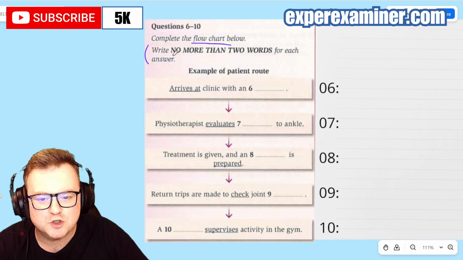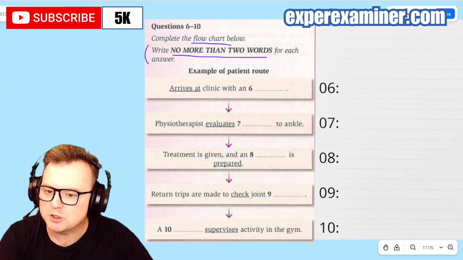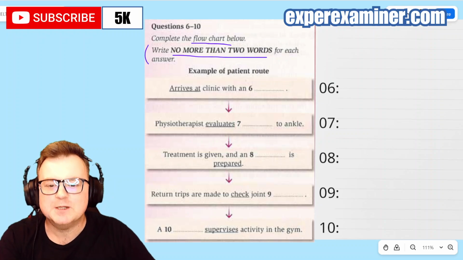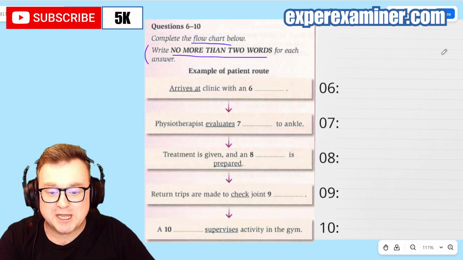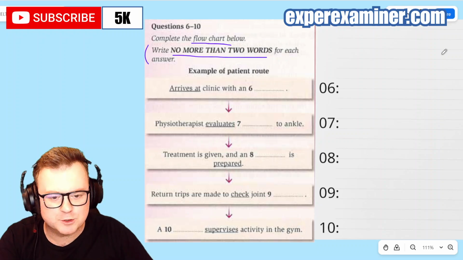But I need to read this part carefully. Write no more than 2 words. I can't write 3 words. Please don't write 3 words. I know at least 10% of you will write 3 words. Please don't. No more than 2 words. Can you write 1 word? Yes. Can you write 2 words? Yes. Can you write more than 2 words? No. Can you write 0 words? No.